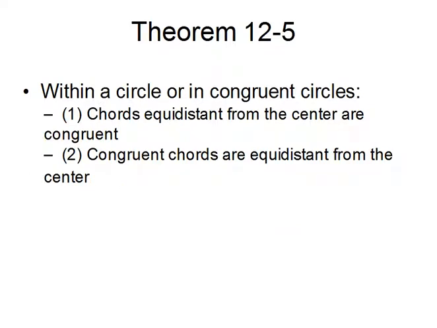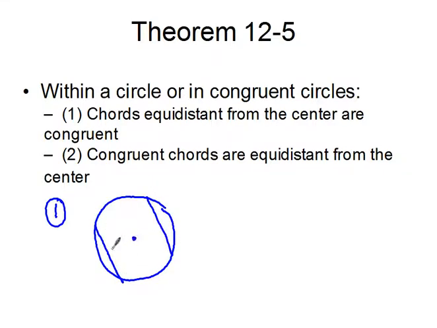All right. Theorem number 5. Same deal. Within a circle or in congruent circles, chords that are equidistant from the center are congruent. So if we draw a picture for this, you have two chords, and here's the center of the circle. So these distances have to be perpendicular also. But if their distance from the center to the chord is the same on both sides, then those chords are both congruent.